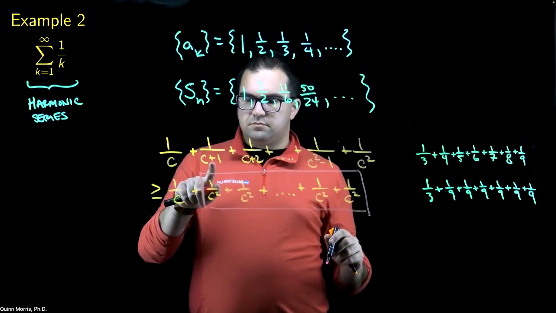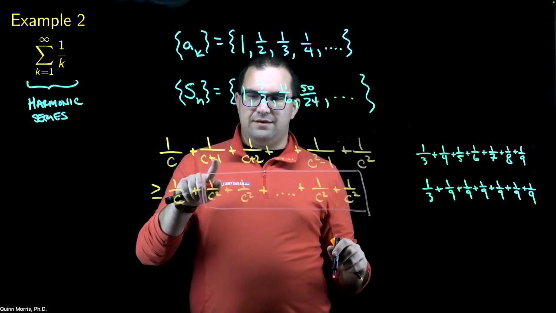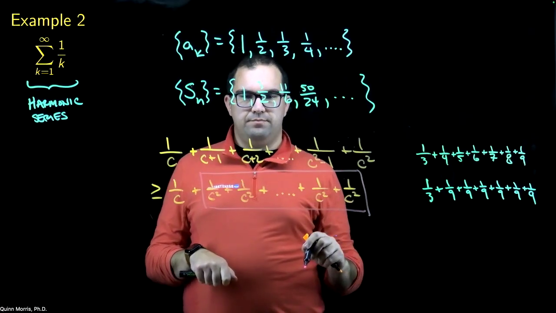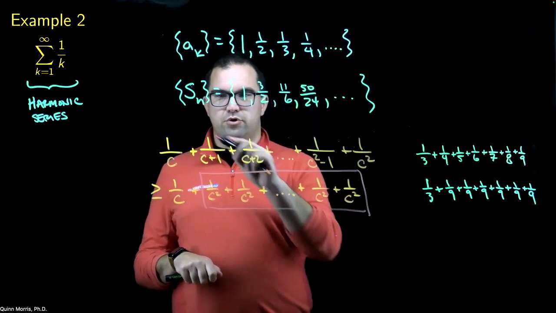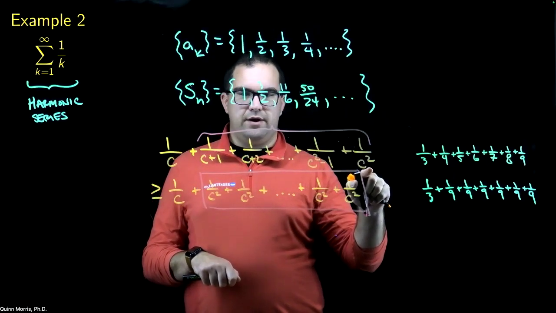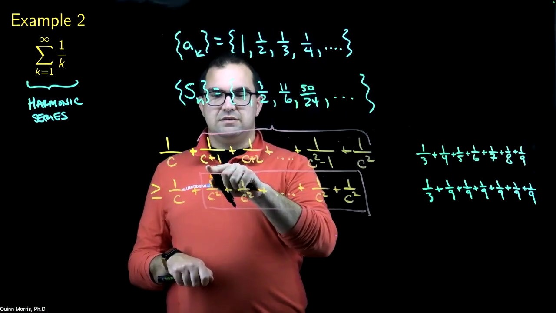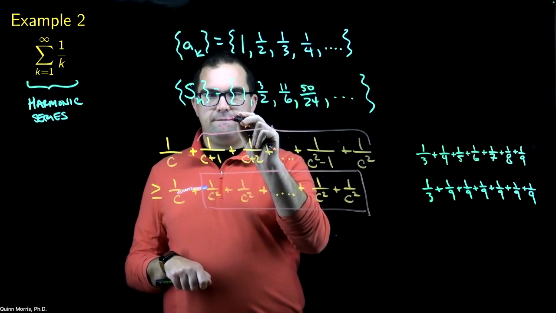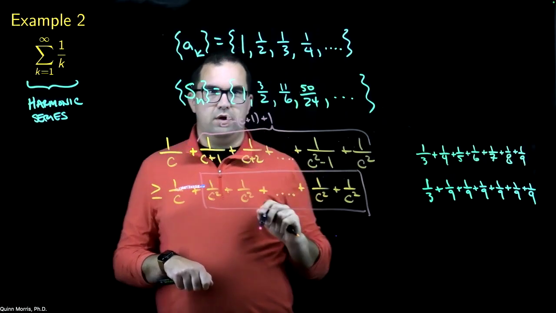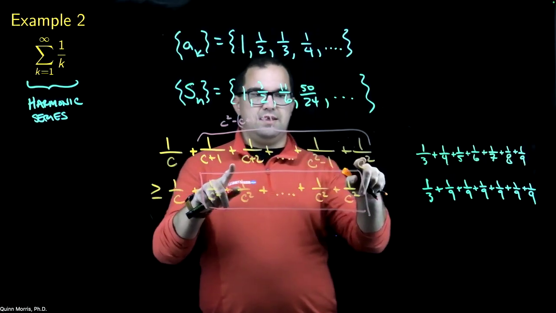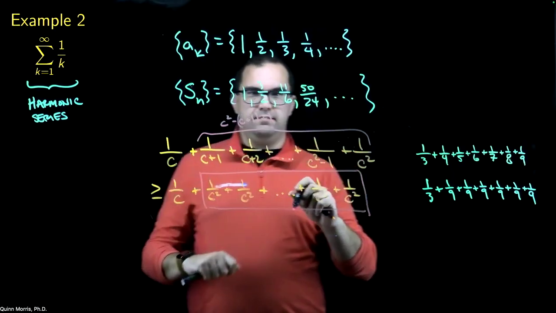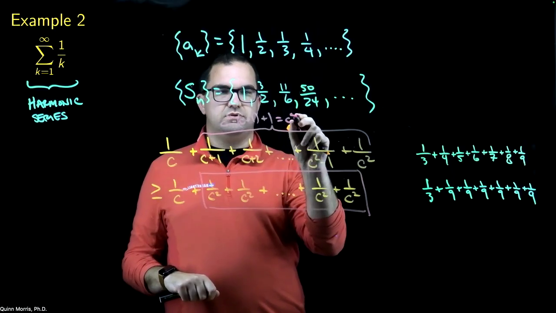Well, these start at c plus 1 and go all the way up to c squared. So the total number of terms here is c squared minus c plus 1 plus 1. So it's the difference between them. The difference between them misses one of the endpoints, so you add back in a 1. So in this case, it just gives you c squared.